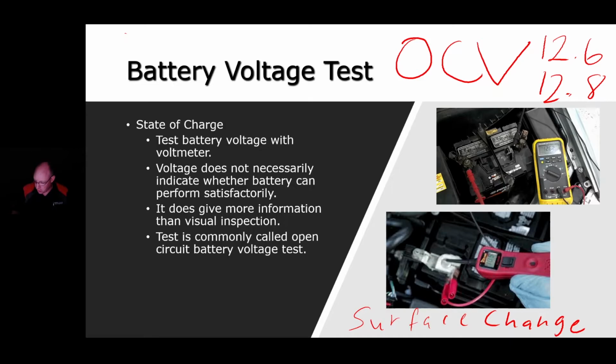We get rid of the surface charge by turning on the headlights or something to that effect until we pull the battery down to 12.6, 12.7, then we shut the lights off and make sure that it maintains that at that point. Then that guarantees us that we got rid of the surface charge and we're not getting skewed readings, right? So keep in mind that 12.6 to 12.8, that should be where you're at for open circuit voltage. Again, OCV, open circuit voltage.